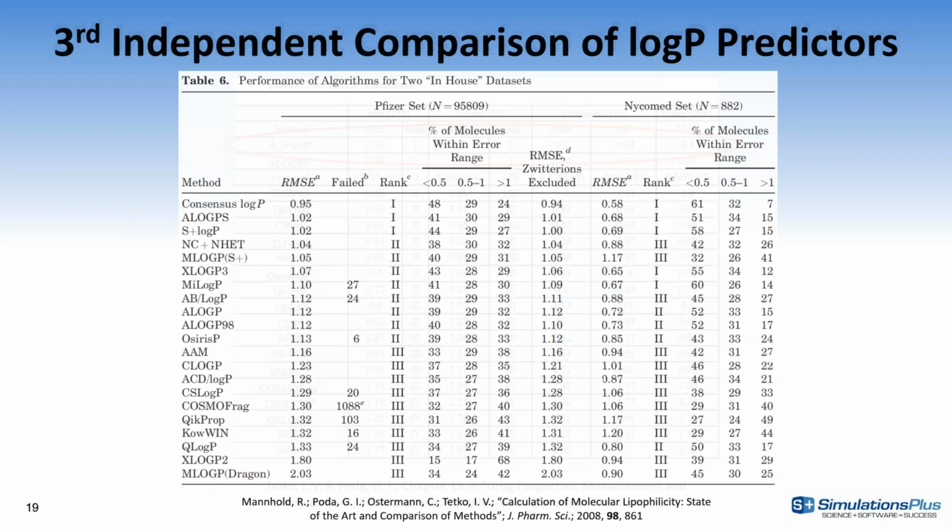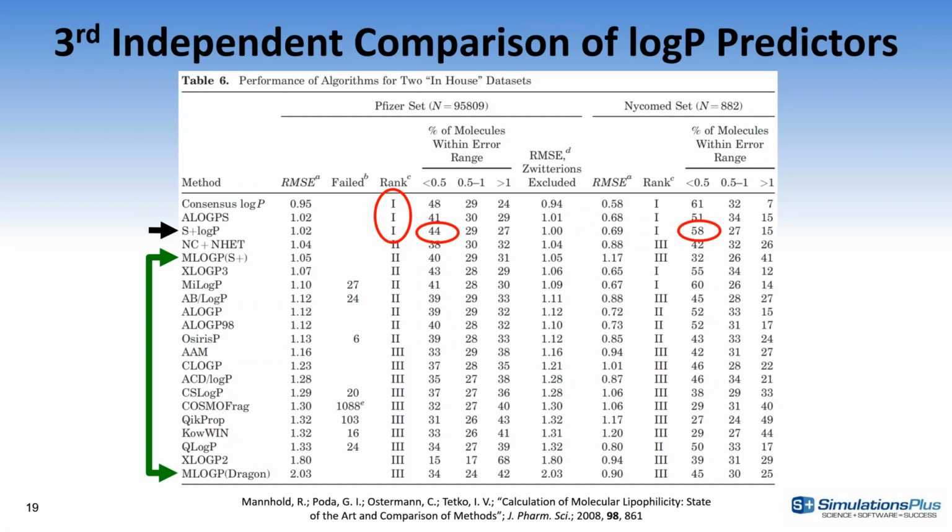This third publication is, again, for log P, and this is a very large data set. This is a Pfizer data set, almost 100,000 compounds, and then a smaller set of about 1,000 compounds here. And again, you'll see that ADMET Predictor ranked very highly, along with this ALogPS model. If you look in a little bit more detail, you see that we get the larger percent of molecules in a small error range here. So we're a little bit better than this ALogP model.